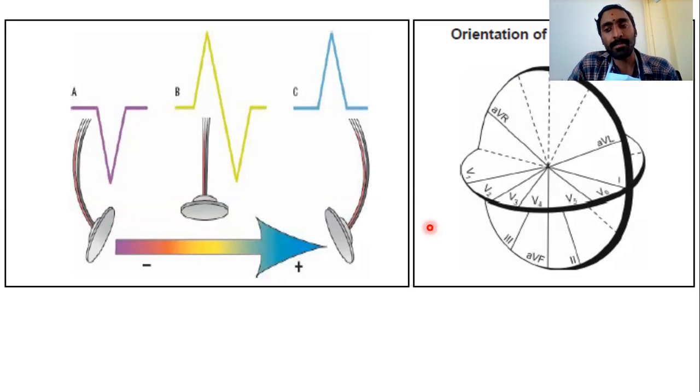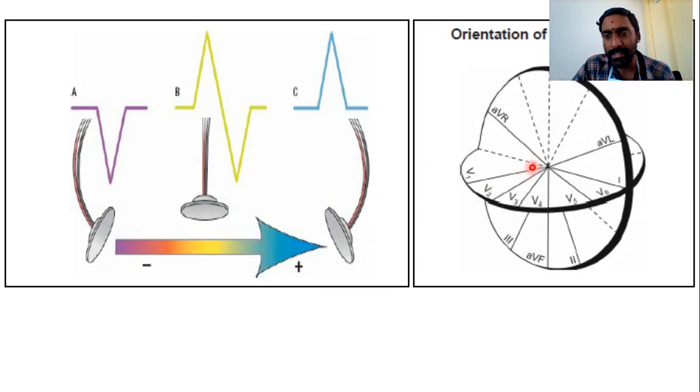So how does this pick up the signal? Whenever a positive charge is coming towards an electrode, it is going to show a positive deflection, and if the positive charge is moving away from an electrode, it is going to show a negative deflection. The exact opposite is true whenever a negative charge is going towards an electrode, it is going to be negative, and if a negative charge is going away from an electrode, it is going to be positive. And if the electrode is placed perpendicular to the flow of charge, it is going to be biphasic.